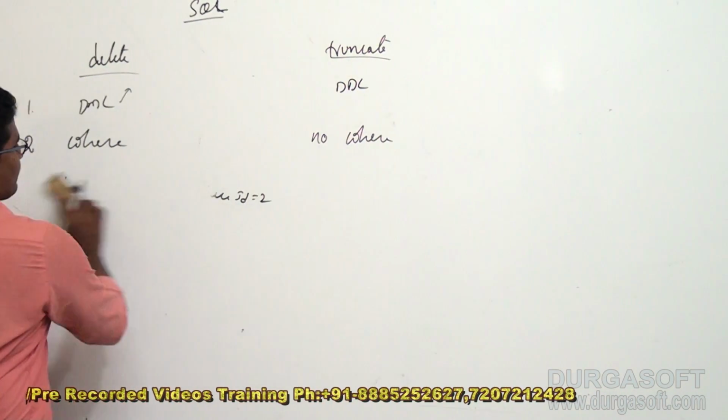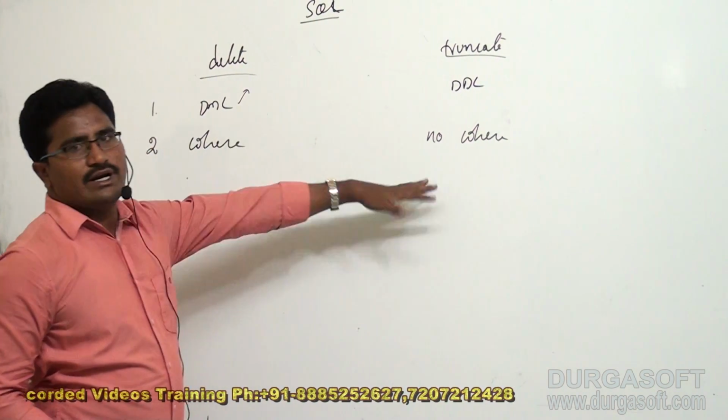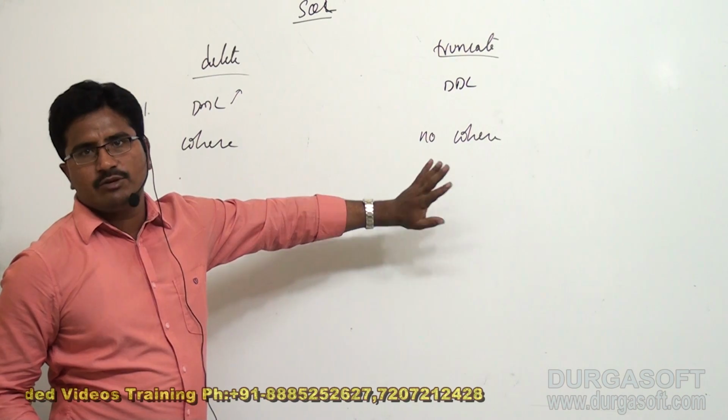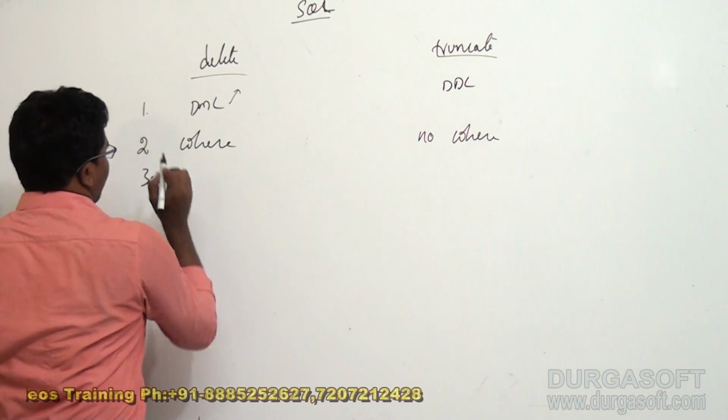So by using delete we can remove single records or multiple records with the help of the where clause. In truncate we can't use the where clause. That's why we can't remove single records or multiple records by using the truncate command. Okay, we'll see one more example, one more definition.